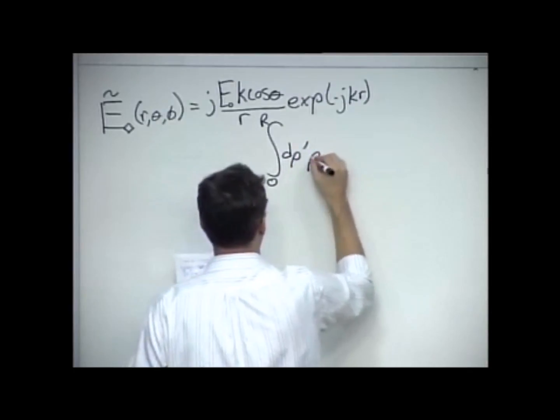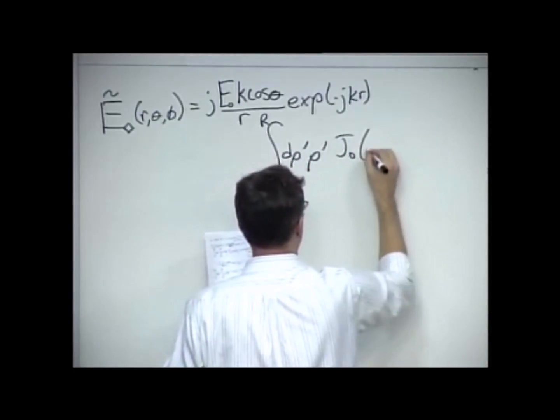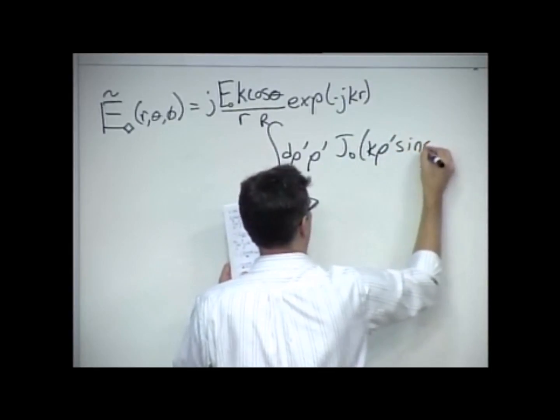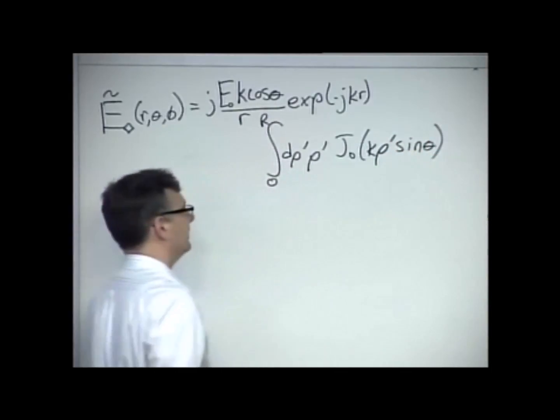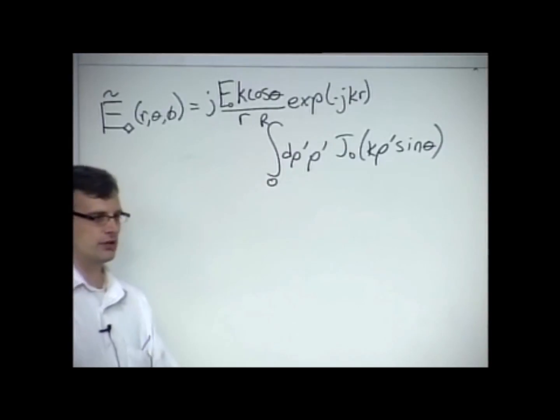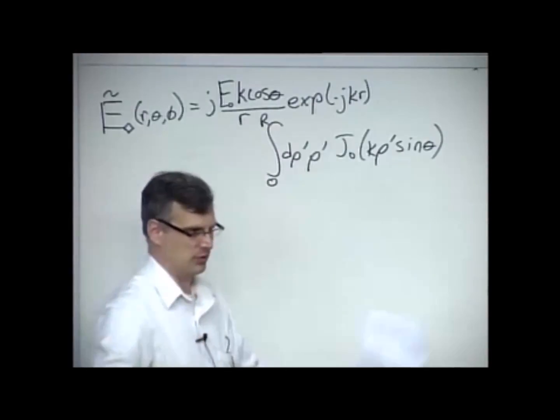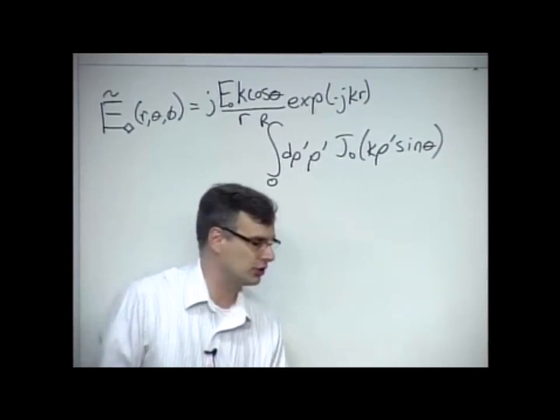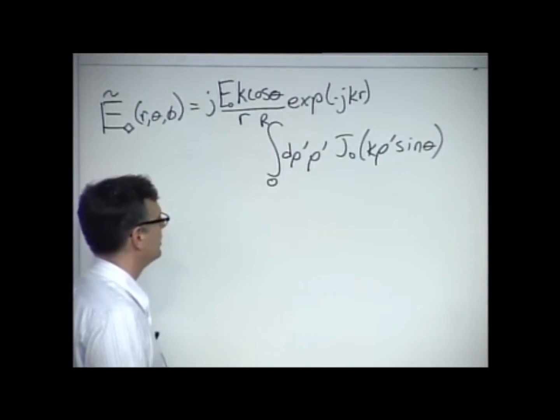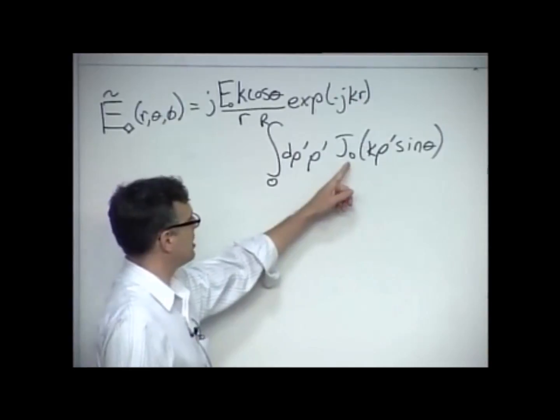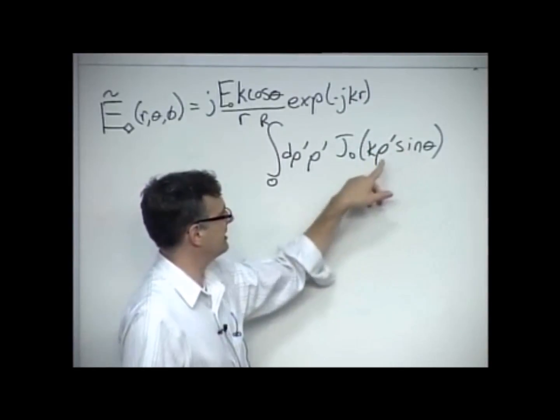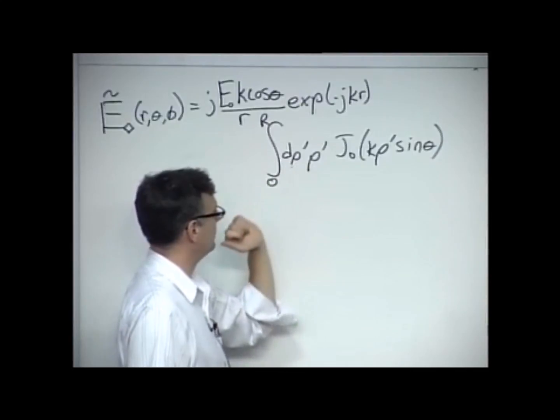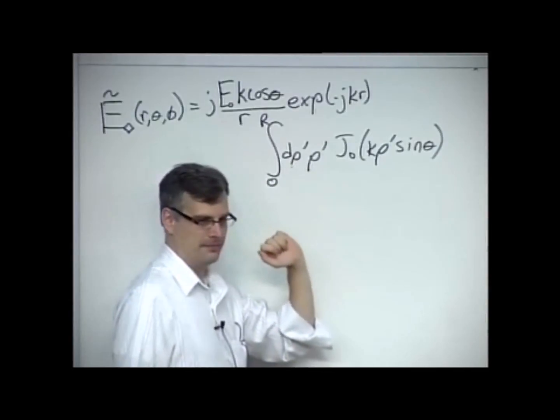D rho prime, J naught of k rho prime sine theta. Okay, so that's using the standard Bessel function integral, which is in the back of most good calculus books. But we're still not done yet. We have one more integration to make. Looks like we've got J naught of a constant, k sine theta, times rho prime, and I've got to integrate that with respect to rho prime times another rho prime.